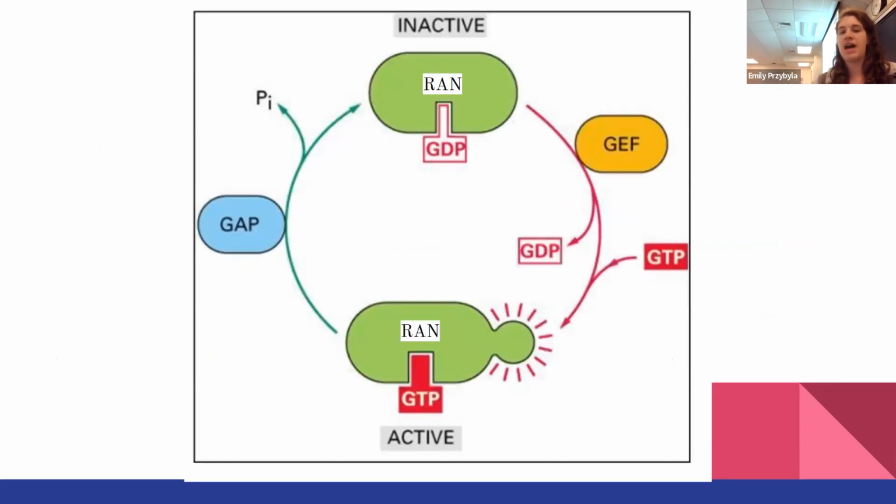So here's a little schematic. We have RAN bound to GTP, and we know that's active, indicated here by the little lines, like a sun. Then GAP comes in and hydrolyzes, and this phosphate turns it from guanine triphosphate to guanine diphosphate. So now it's RAN bound to GDP, it's inactive, but GEF can come in and change the conformation of RAN so that GDP dissociates. GTP is 10 times higher in concentration in the cell, so that yeets in, and then we have RAN-GTP.